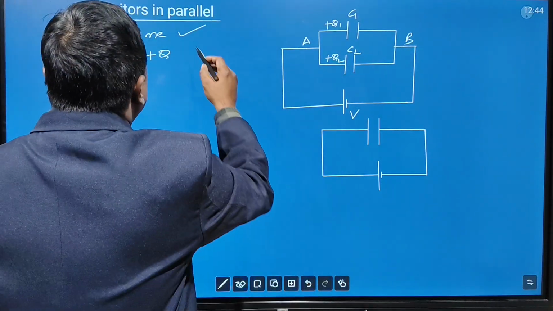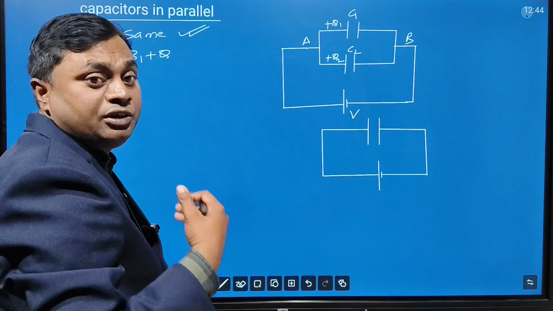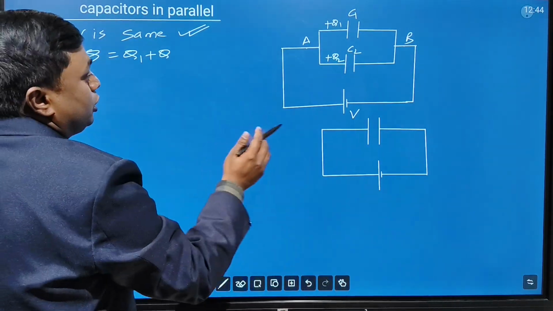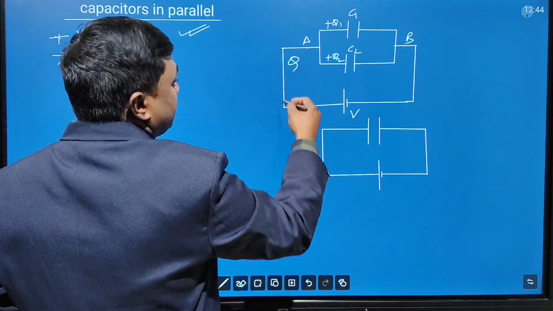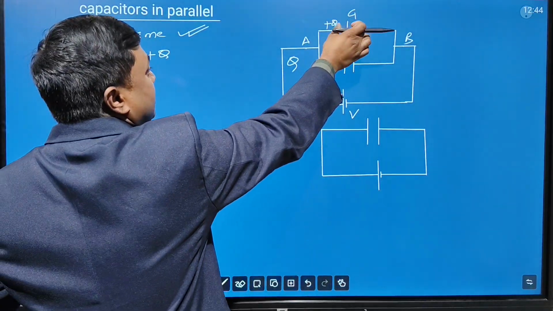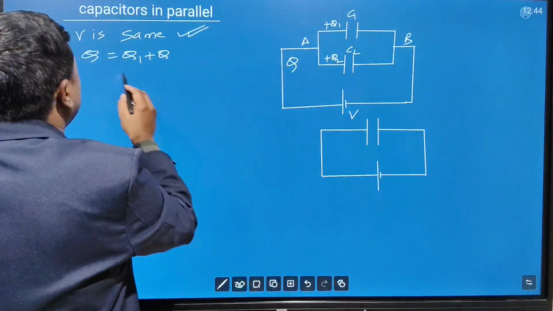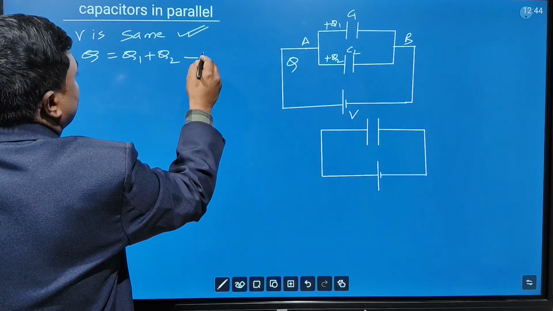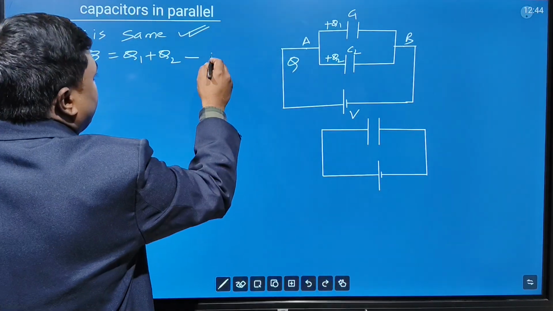So here V is the same and charge division takes place. So whatever the total charge is that is supplied by the cell, it divides as Q1 and Q2. So Q is equal to Q1 plus Q2. Let's take this as equation 1.